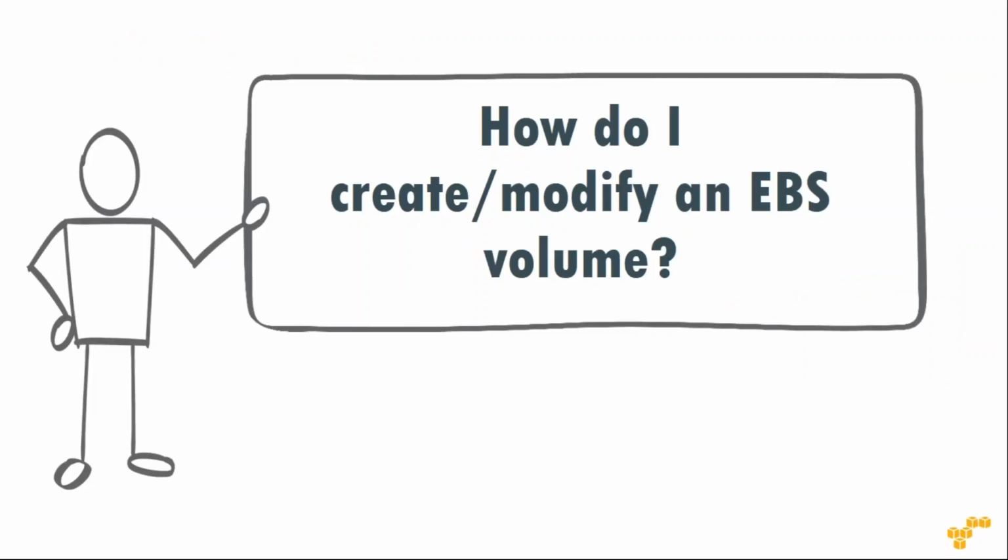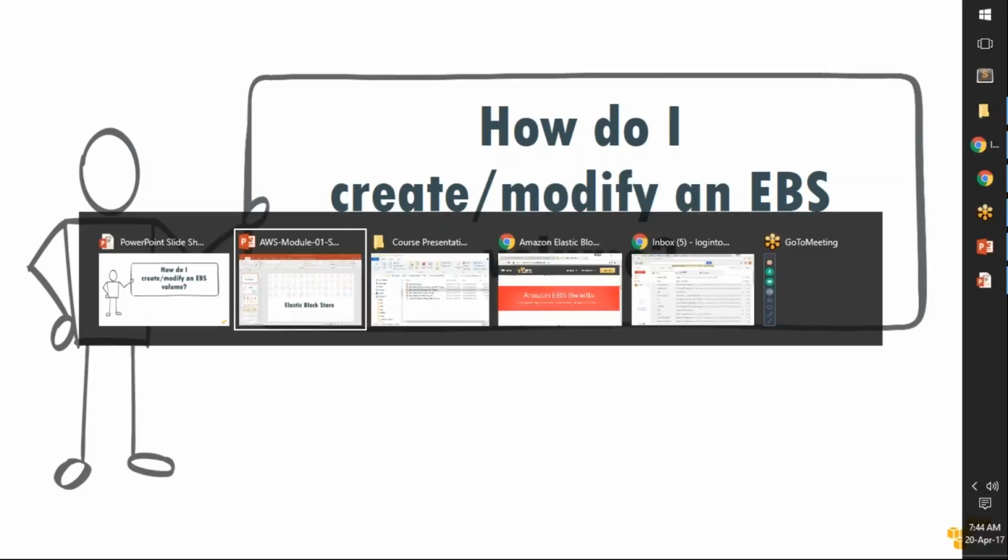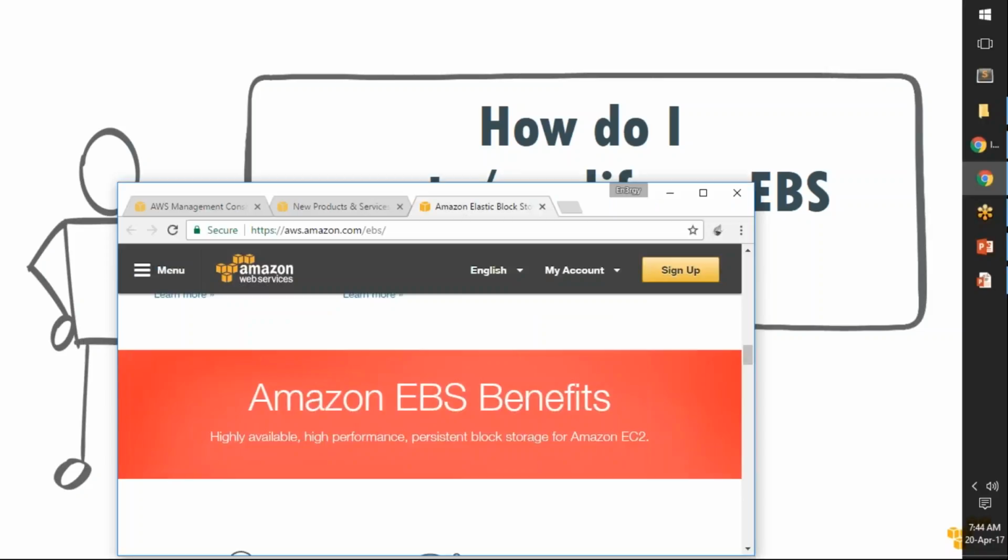So how do I create and modify an EBS volume? Let us do a quick demo. Yesterday I created and modified a volume, took a snapshot, and tried to attach it to another server. Let us try to do that today as well, quickly, so that we can move on to the performance aspects of it. I'm just going to minimize my screen and go to the console that I've logged in to.